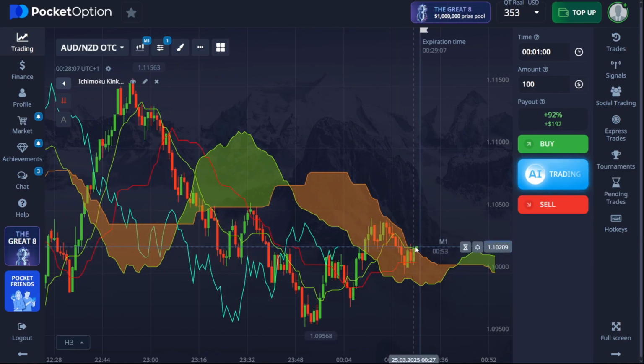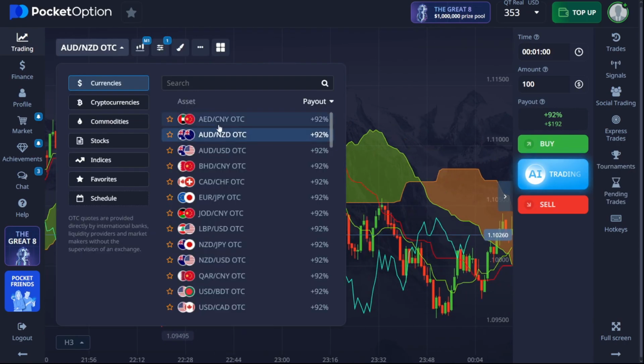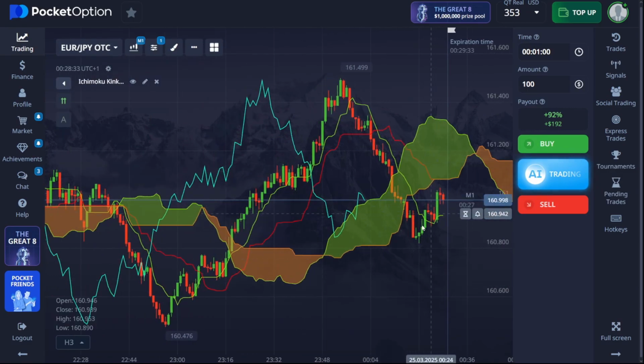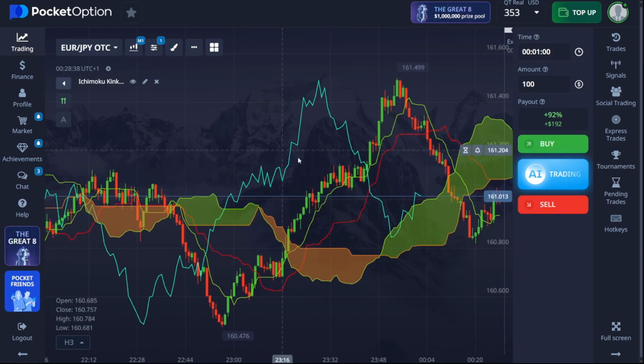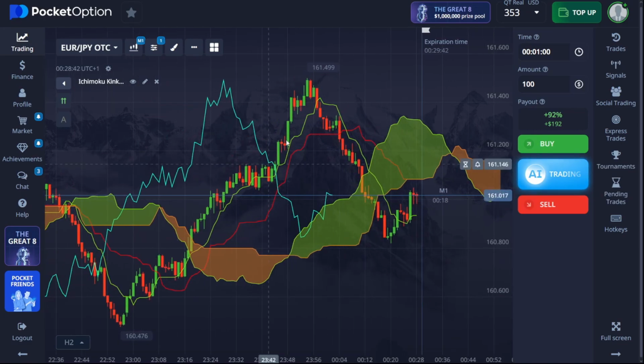Let's check another pair. Ideally, it should be outside the cloud, like here. It just exited and the trend continued upward. Note: the turquoise Chikou span line simply follows the price but shifted left.